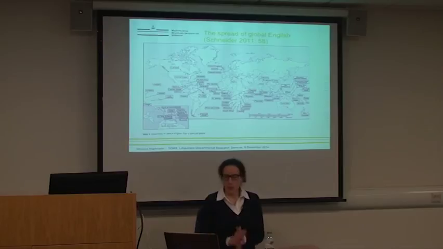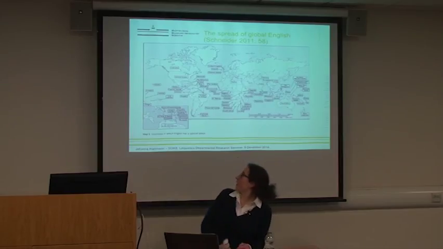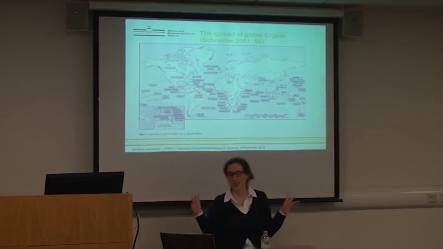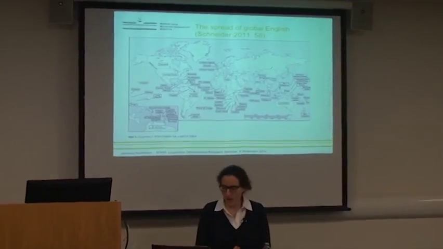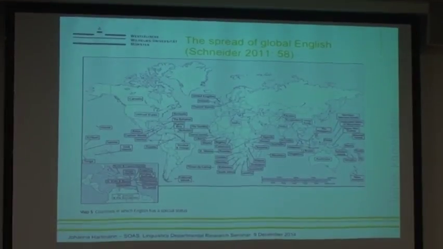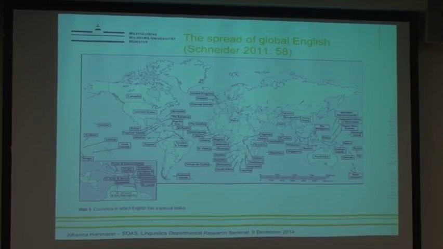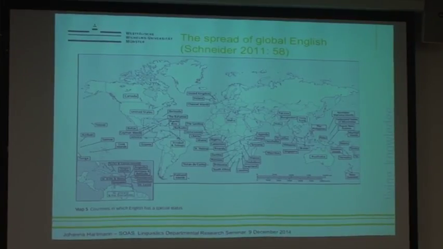So a quick word about the spread of global English. There are lots of different approaches to describe the spread of English worldwide. This is just one approach, that's a map in Schneider, and he just says, okay, these are the territories worldwide where English has some sort of a special status. So, that I think does not include the English as a foreign language countries, but just those where it actually has some sort of official status.